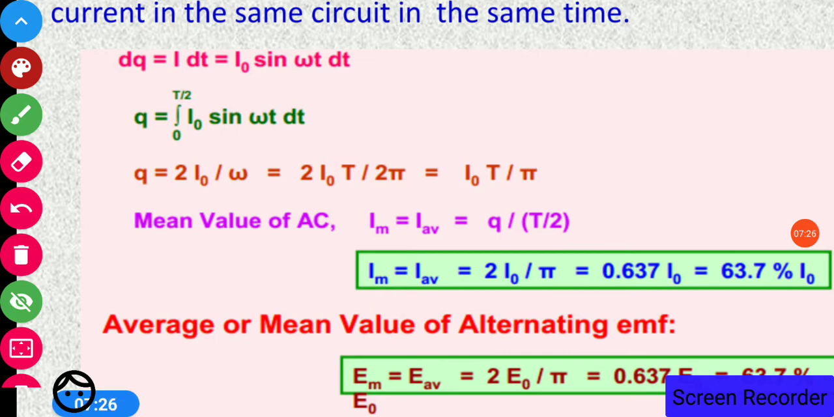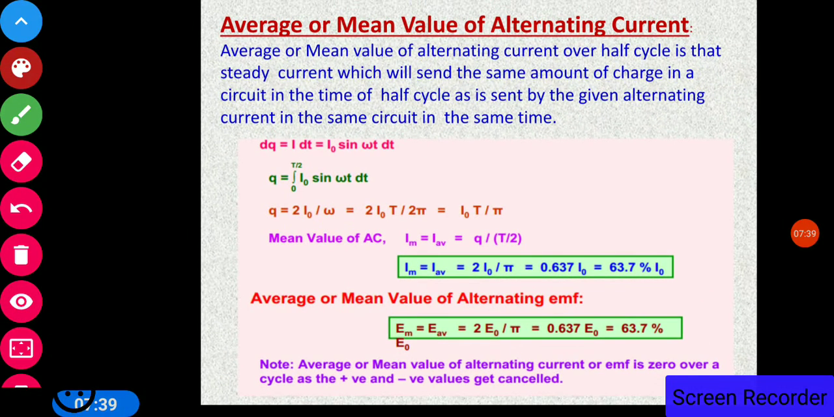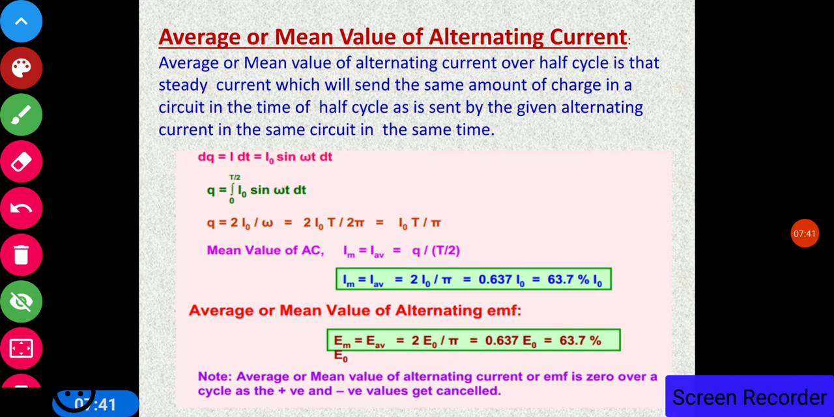So this is the average value or the mean value of the current. Similarly, we can say the average value of the alternating EMF will be equal to 2 E naught upon pi. So similarly, the average value or mean value of the alternating EMF is 63.7% of the E naught.